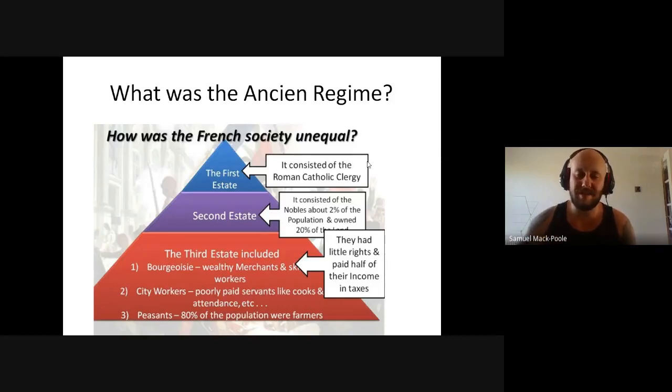So you have a very disparate and unequal society, especially with regard to the first two estates and the third estate. And that third estate was quite powerless to affect change. So that created a lot of frustration.